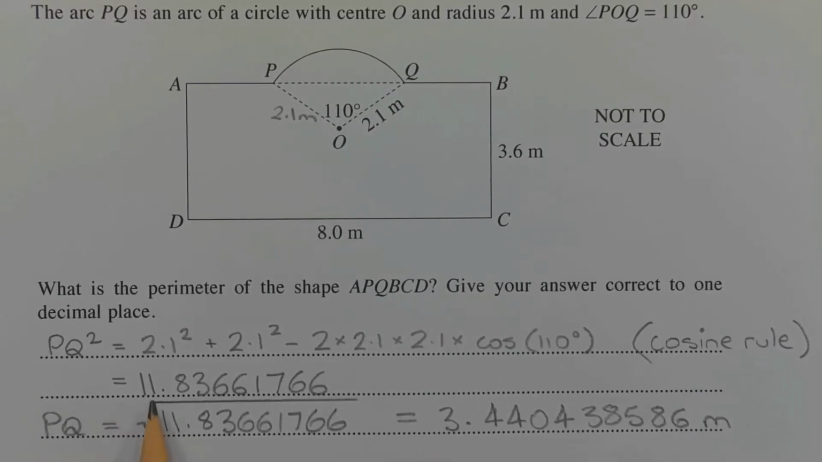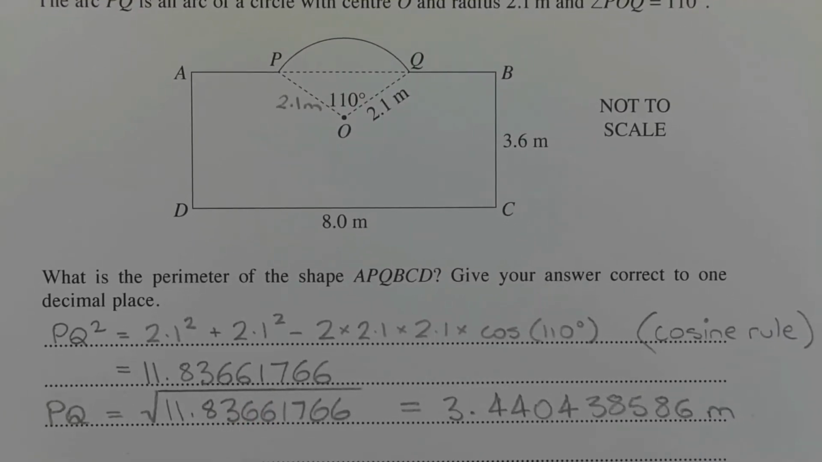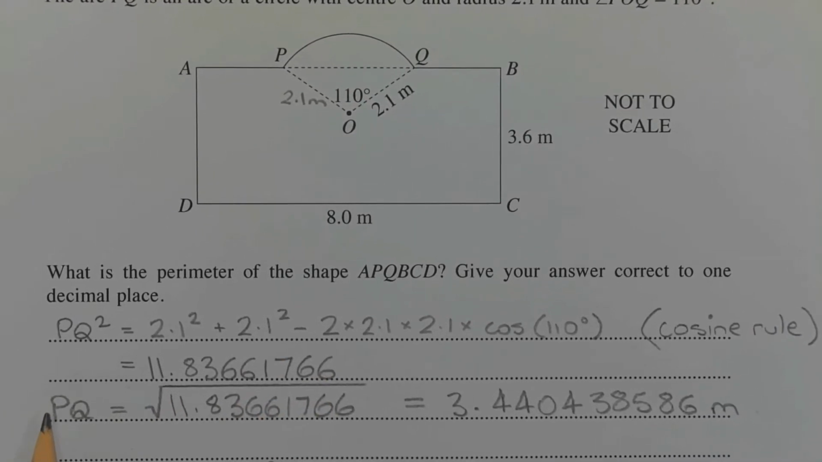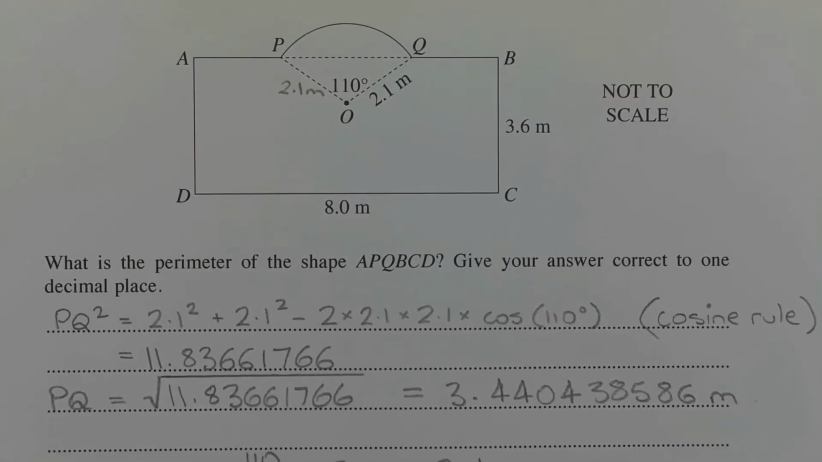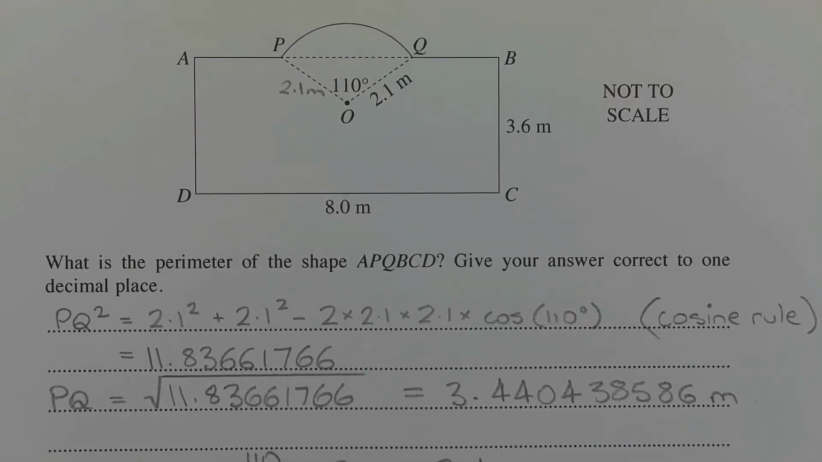And that equals 11.83661766. Taking the square root of this value to get the length PQ, we get 3.440438586 meters. I'll do all the rounding at the very end.